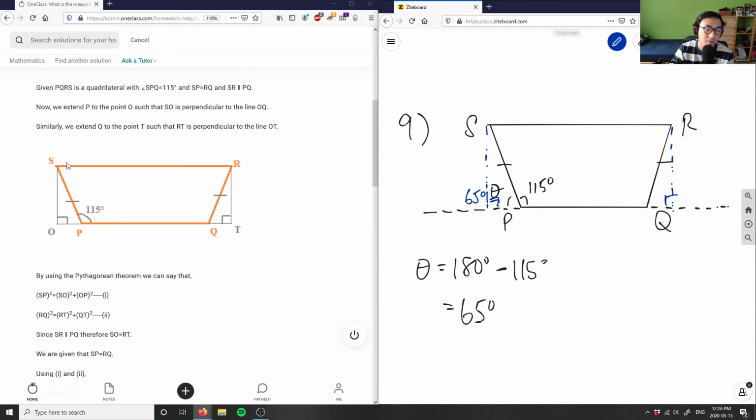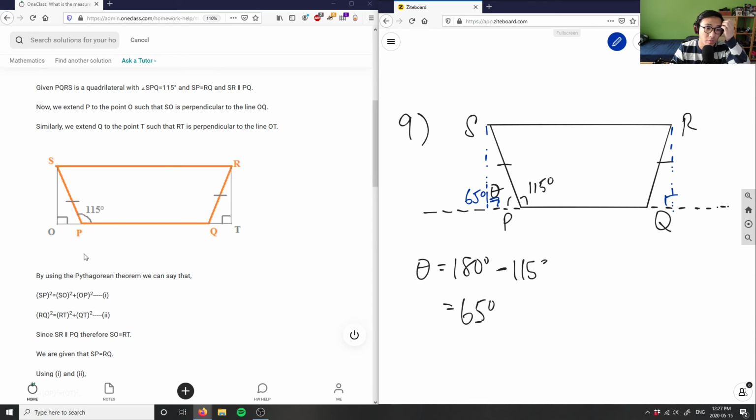SP equals, so again, here they did the Pythagorean theorem. They want to solve for one of these sides here. So they're doing SO plus OP here. They want to solve for this side here. And as you can see, they did two Pythagorean theorems, one on this guy here and one on this guy here.